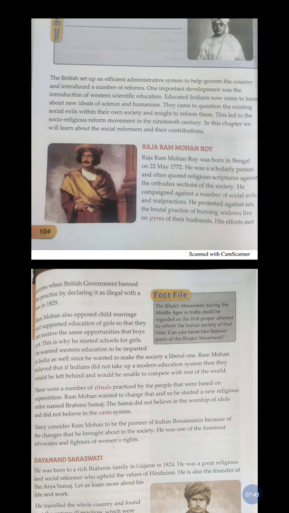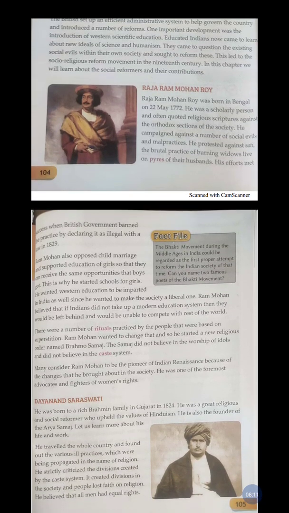Now students, what is the meaning of caste system? Caste system means discrimination between classes: this person belongs to the higher class, that person belongs to the middle class, and the other person belongs to the lower class. According to this Brahmo Samaj, each and every person has equal rights. There is no caste system. Caste is caste. All are equal and would be treated as equal.